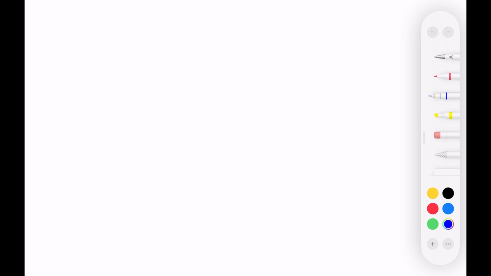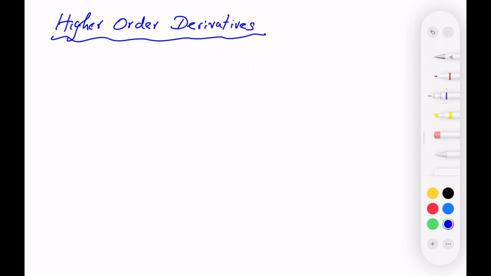This video discusses the higher order derivatives, which means we're going to differentiate a given function more than once. Let's say we have a function given as y equals f of x. Let's assume that this function is differentiable more than once.